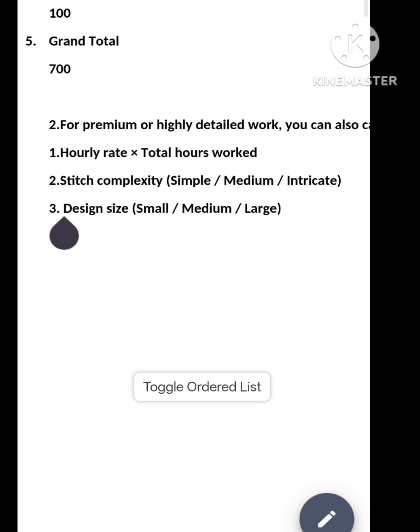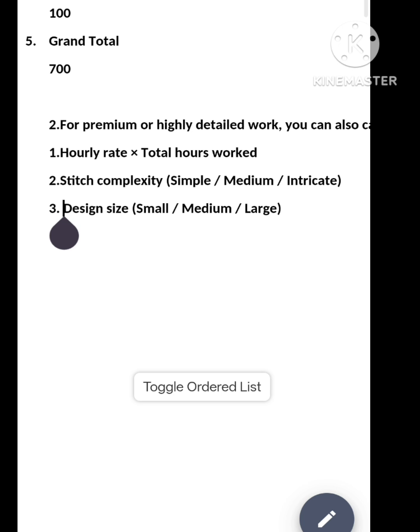But if you are spending more than that, so 500 into 8, like that. And stitch complexity includes how simple the stitch is, like lazy daisy or chain stitch, or a complicated stitch like Kashmiri stitch, etc. So the stitch complexity is simple, medium or intricate, and design size small, medium or large, and accordingly it would be charged. So this is the pricing.